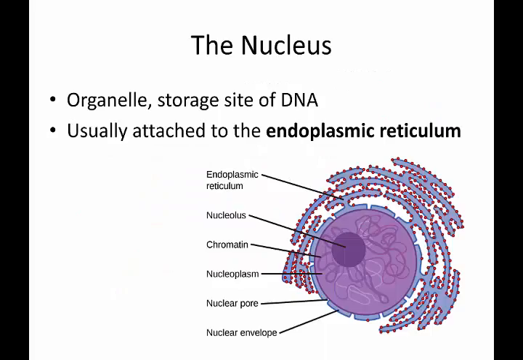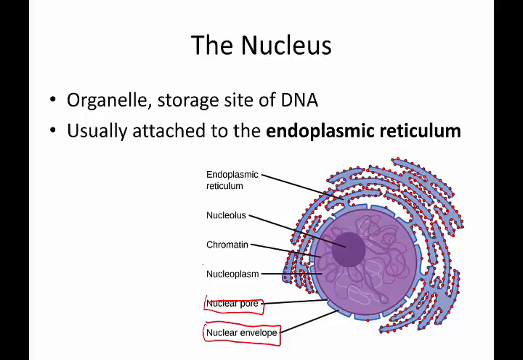Next, we have the nucleus. Again, the storage site of DNA, so a very important organelle to know. I won't go into too much more detail than what we've covered in the last few slides. As you can see, we have the nuclear envelope. You can think of that being almost like the plasma membrane of the nucleus. We have pores within that nuclear envelope. This allows for information to enter and leave the nucleus.